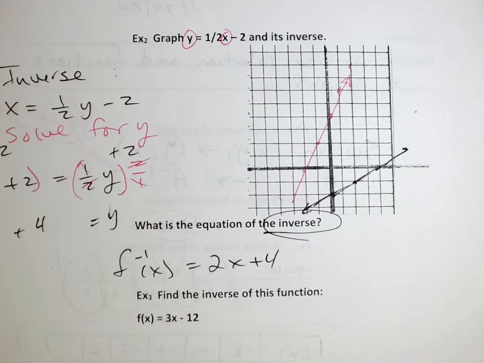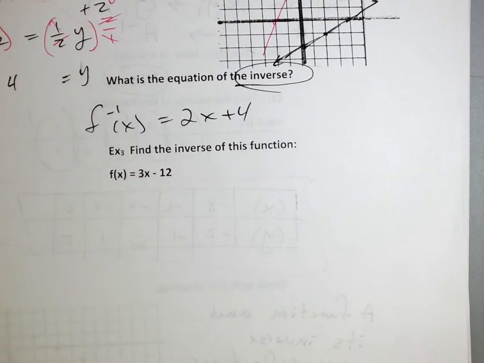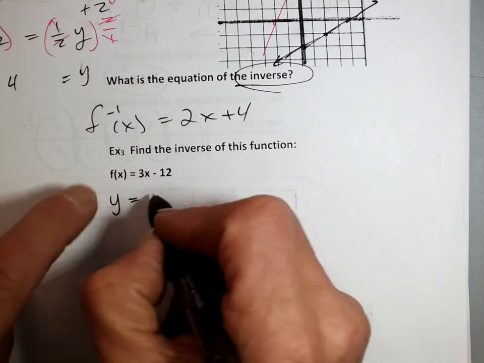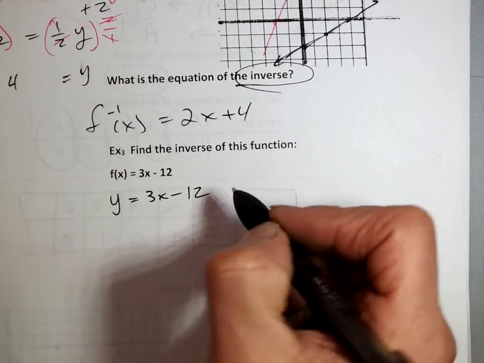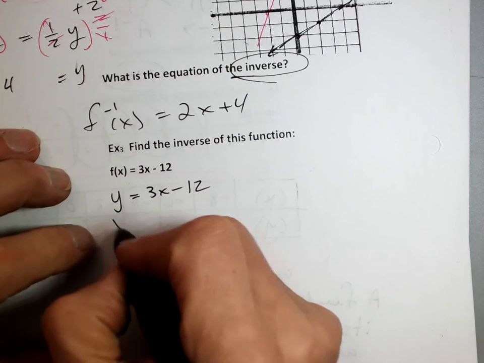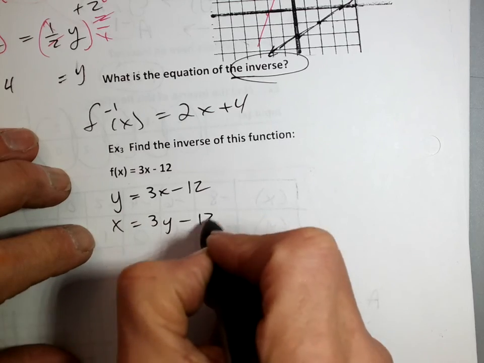Now, last but not least, we're almost done. Example 3, find the inverse. Don't graph, let's just find the inverse. So if I have to find the inverse, I'm going to do this. f of x is y, right? I want to get the inverse, so let's switch the x's and y's, all of them. So we're going to go, all right, x equals 3y minus 12.